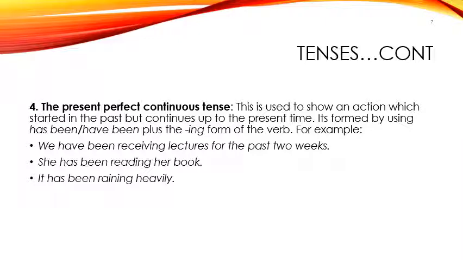For instance, we have been receiving lectures for the first 2 weeks. This clearly indicates that the action started in the past and is still in progress after the time of speaking. She has been reading her book. Why the difference between have and has? I believe you can explain this. The only difference is because of the number of subjects involved in the two sentences.